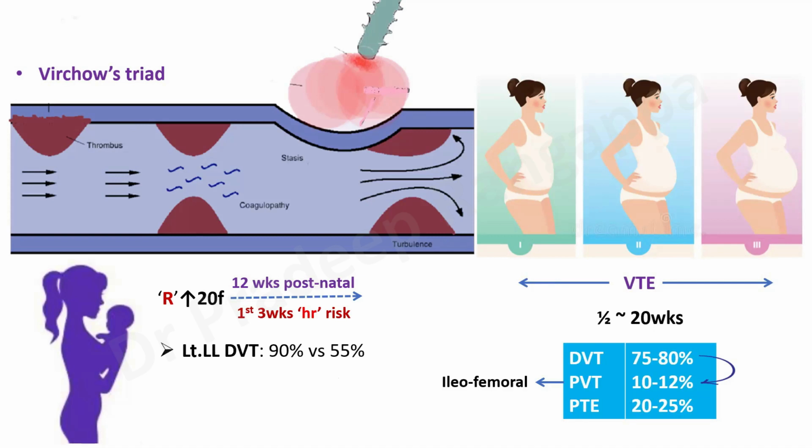It is also shown that left lower limb DVT is more common than right DVT, in 90%. There is a predilection for clots in the left lower limb as opposed to the right lower limb. And iliofemoral thrombosis is found to be more common, at 72%.